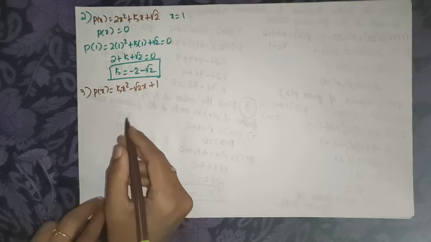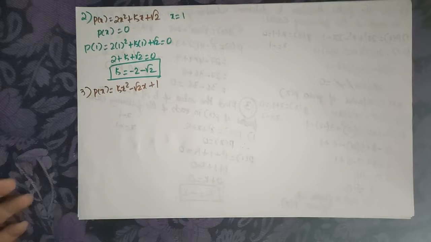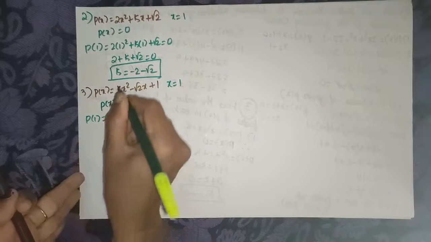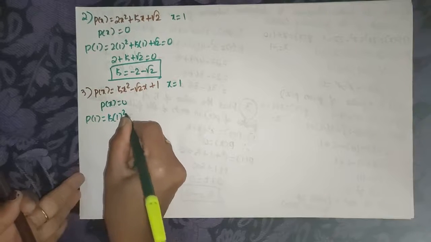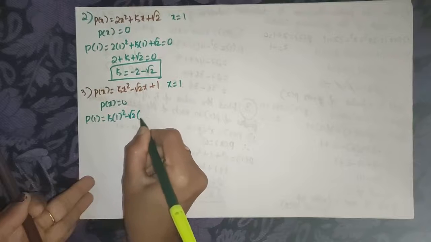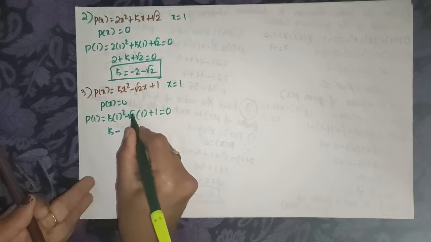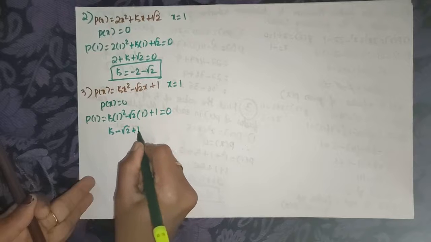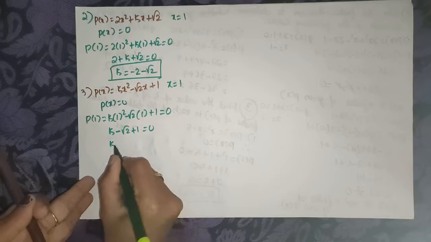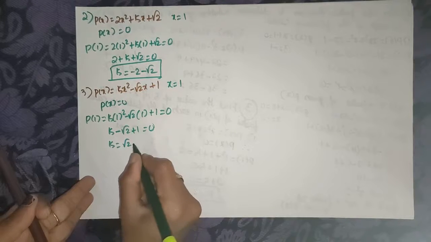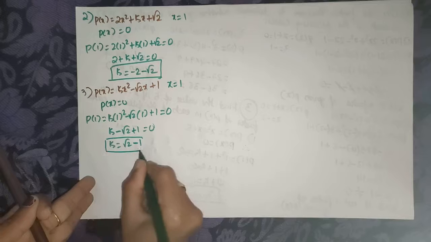So third question also, here also p of x equals 0 and we need to substitute x equals 1. So here p of 1 equals k into 1 square minus root 2 into 1 plus 1 equals 0. So 1 square is 1, 1 into k, minus root 2, plus 1 equals 0. So here k equals plus root 2 minus 1. This is the value of k.